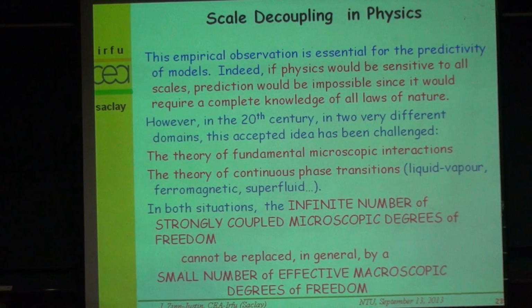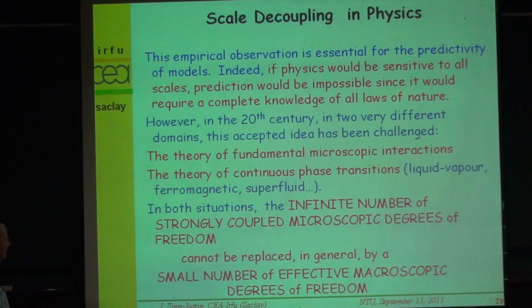Otherwise, the other hypothesis is that physics is sensitive to all scales, and therefore, you need to know all the laws of nature before making any prediction. And this makes theoretical physics impossible, so there is only experimental physics. Now, there was no contradiction, even though presumably it's not fully understood why this should be so. Okay, nevertheless, it seemed to be a law of nature, and until the 20th century, nobody would question this point of view, and even in the 20th century, most people would not question it either.